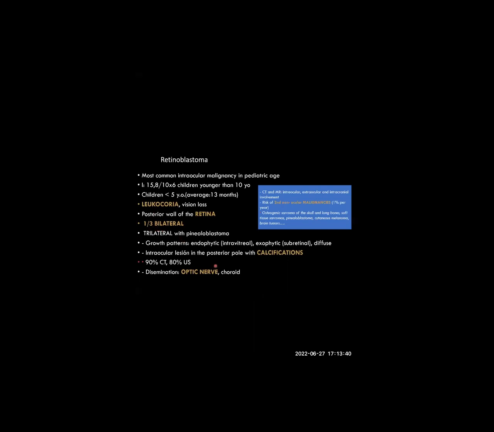A third of the cases are bilateral, called trilateral when associated with pinealoblastoma. Growth pattern: endophytic, intravitreal, or exophytic, subretinal, or diffuse. Intraocular lesion in the posterior pole with calcification. So it is a bit hyperdense. And don't forget, calcifications, very important. The calcifications are very important. Dissemination through the optic nerve.